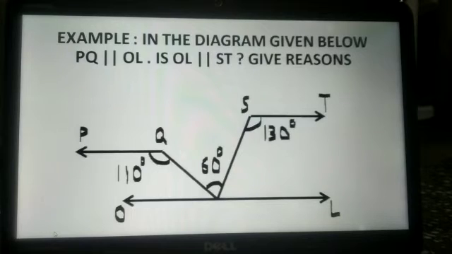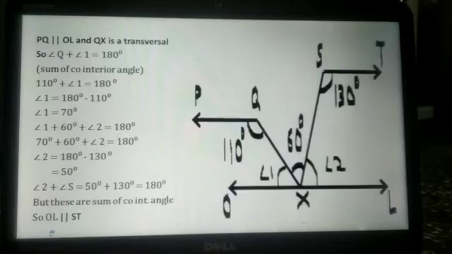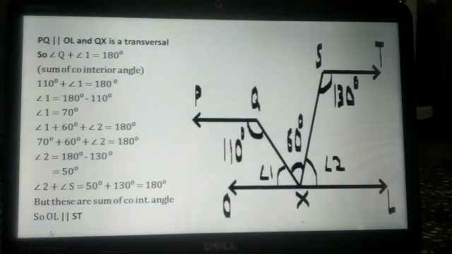Now look at this next example. In the diagram given below, PQ is parallel to OL. Is OL parallel to ST? You have to give a reason. Now look at the figure. In this question we are given PQ parallel to OL and QX is a transversal.